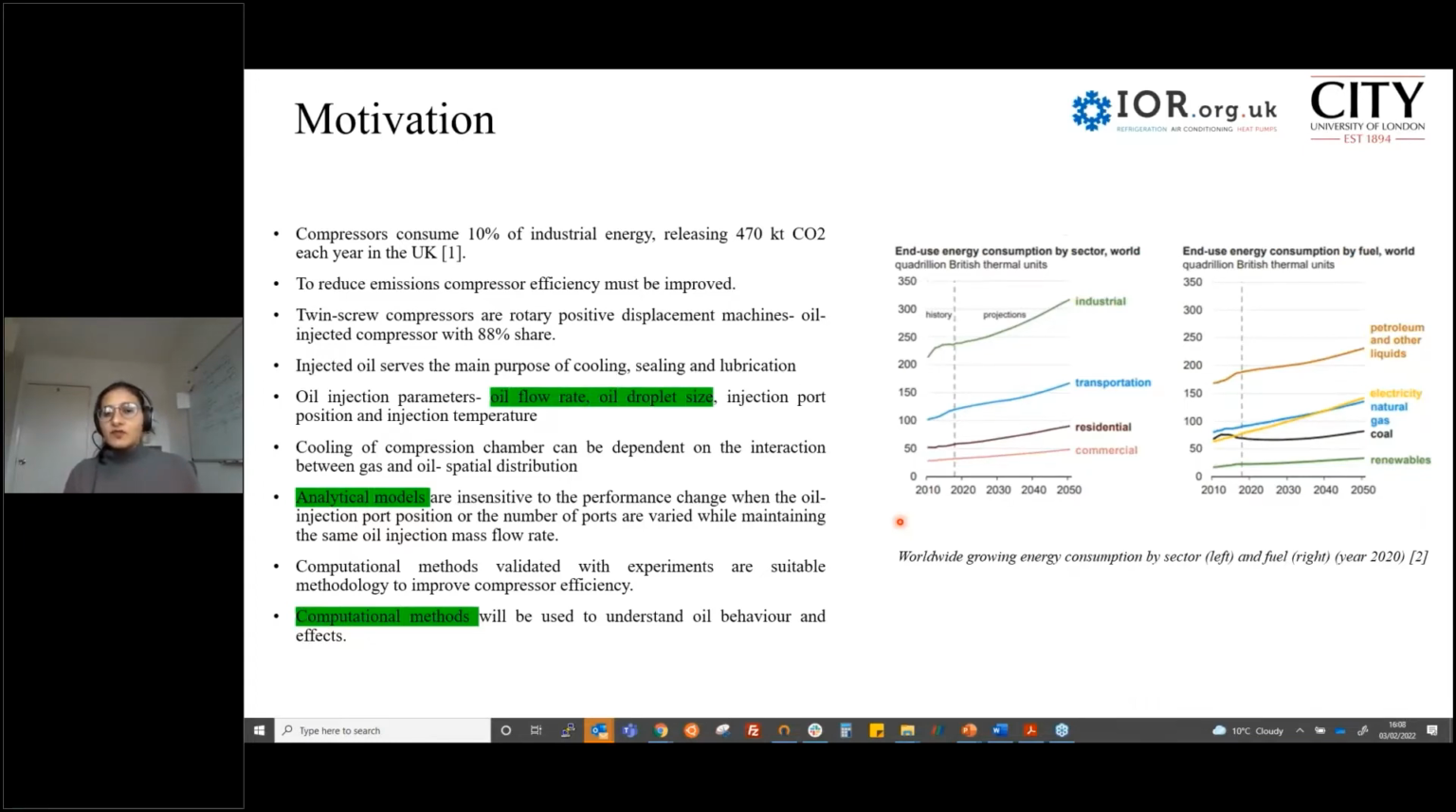Therefore, we need to look into some sort of computational techniques that will help us understand how oil is interacting with gas within these compression chambers and how the temperature distribution and oil distribution take place. Even with experiments, this is hard to look into because we would need a huge optical access to understand how oil is being distributed with high-speed imaging techniques. Therefore, in this case, we look into computational fluid dynamics and modeling the twin screw compressor with it.